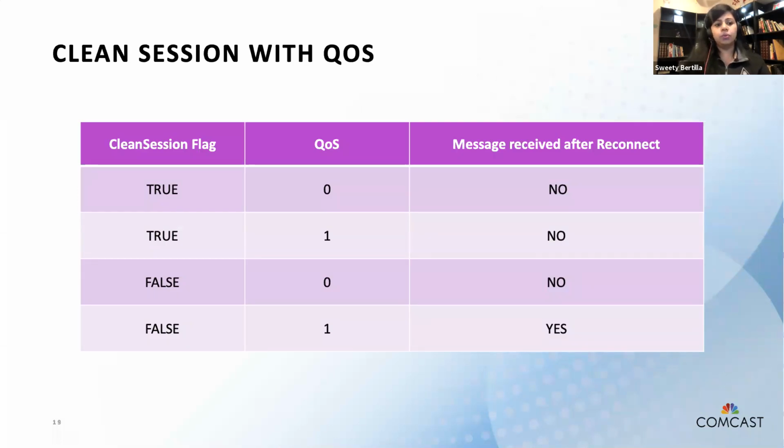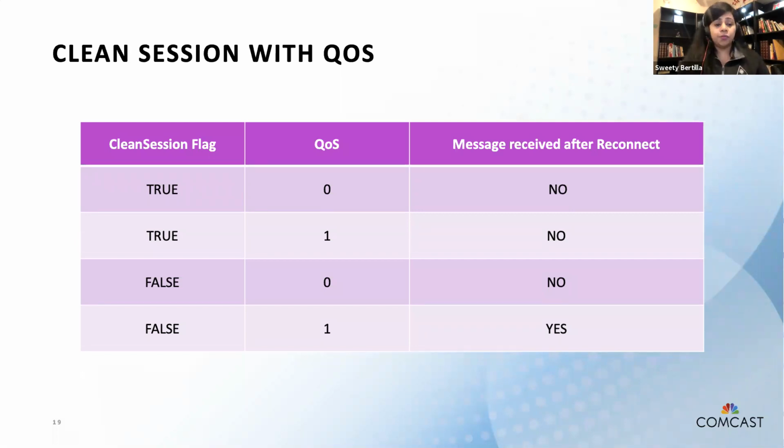Let's understand how it works. Say my clean session flag is true. That means don't save any of my subscription information, and whether your quality of service is 0 or 1 doesn't matter, because you're already saying it's a clean session. So when you reconnect, your message won't be delivered or received. Again, if clean session is true, even setting quality of service 1 doesn't matter, because it clears all your subscriptions. So no topic or any information will be available.